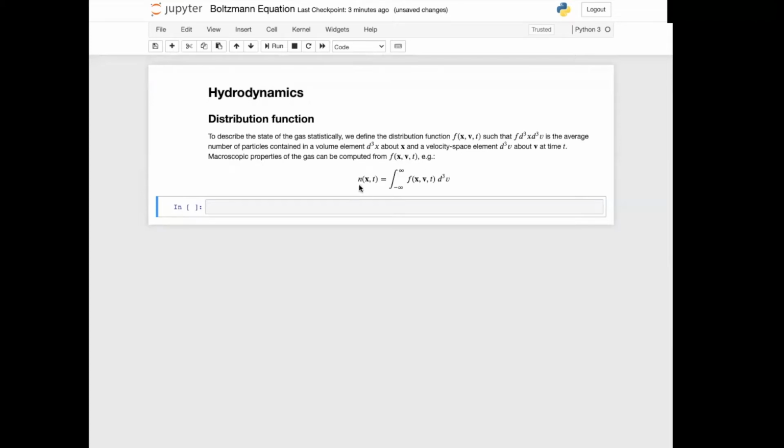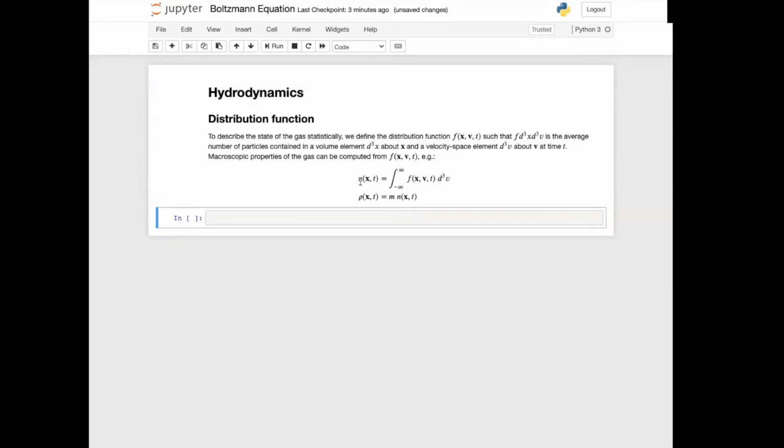For instance, you can find the number density as the integral of the distribution function in velocity. Integrating in velocity is going to eliminate the dependence on velocity, and you only have then something that depends on the position and the time. You can identify this number density then with the volume density of the material, where the volume density is the individual mass of a particle times the number density of the particles.